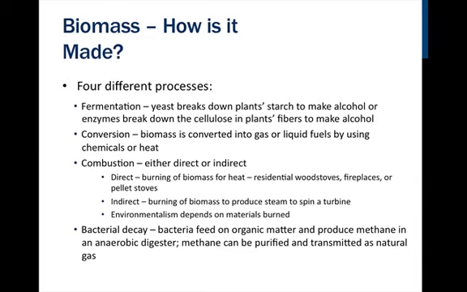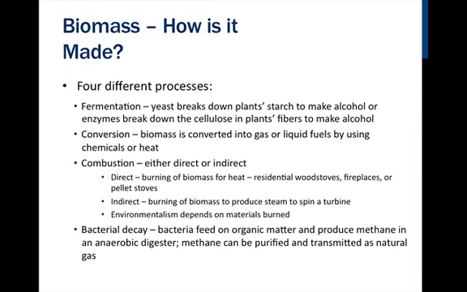Fermentation can take place using yeast. If you've ever made homebrew beer, you know this process well. Yeast breaks down the plant starch to make alcohol. Fermentation can also take place using enzymes. The enzymes can break down the cellulose in the plant's fibers to make alcohol. Conversion happens when biomass is converted into gas or liquid fuels by using chemicals or heat.